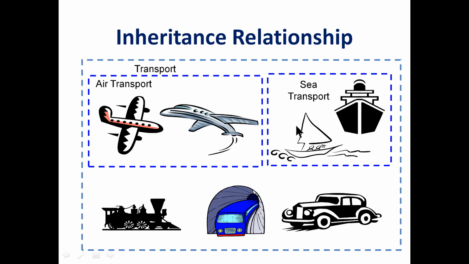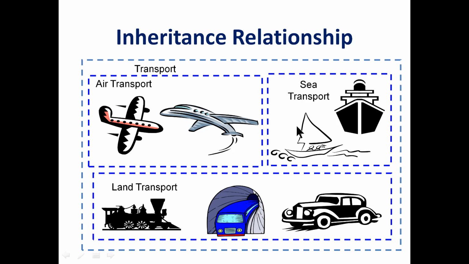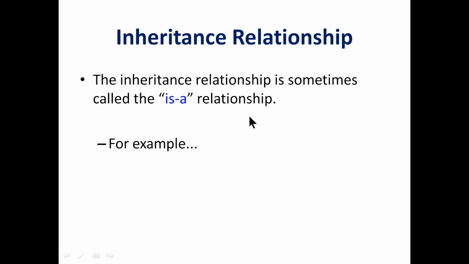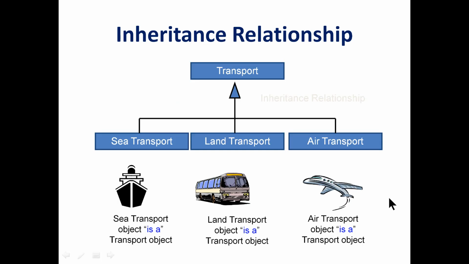That means whenever we say inheritance, we say "is a". And you say land transport. So we have three different types of transport, but they all carry the characteristics of transport. That means they carry maybe goods, maybe humans, maybe some other thing, but they are transport. So the inheritance relationship is sometimes called an is-a relationship. Sea transport, land transport, air transport is a transport.